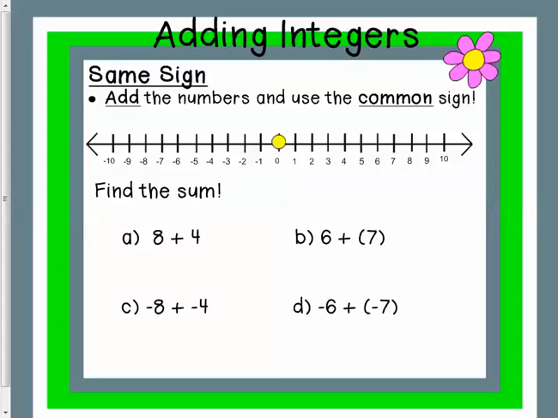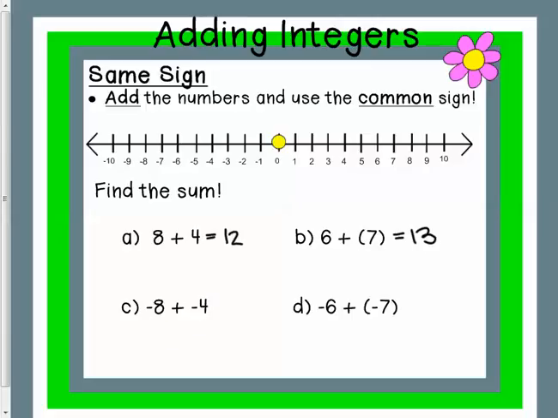All right, let's move on to adding integers. If you see 2 integers with the same sign and you're adding them together, you just add the numbers and use the common sign. You've done ones like these before ever since you were little. 8 and 4 together make 12, right? You're adding 8 plus 4. 6 plus 7 gives you 13. You're just adding 6 and 7.